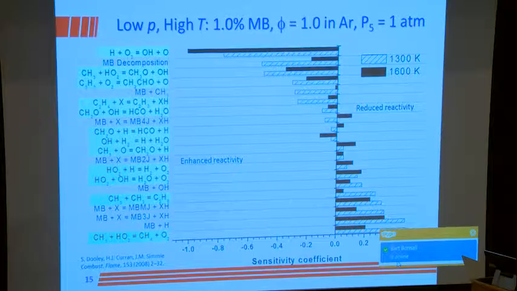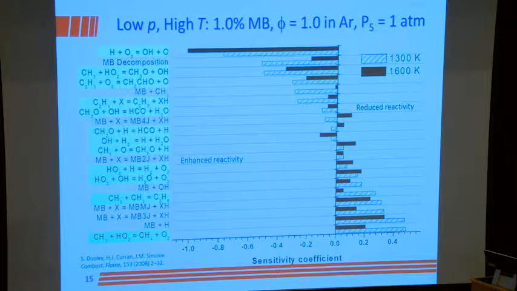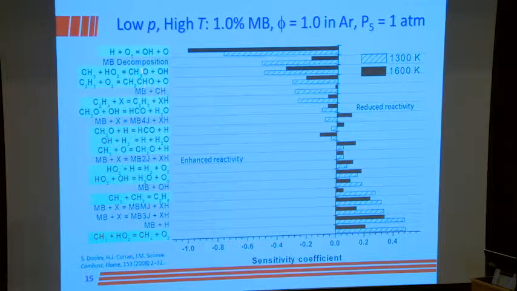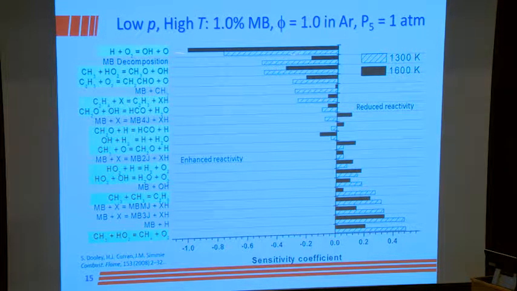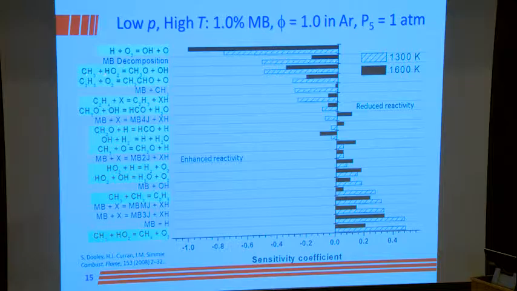Bars going to the left enhance reactivity, and bars going to the right decrease reactivity. Most of the reactions, which I've highlighted here in yellow, involve smaller species. H plus O2 gives O plus OH, by far the highest bar. You'll see this all the time when you're developing mechanisms. Another reaction I mentioned earlier is methyl plus HO2 giving methoxy plus OH.